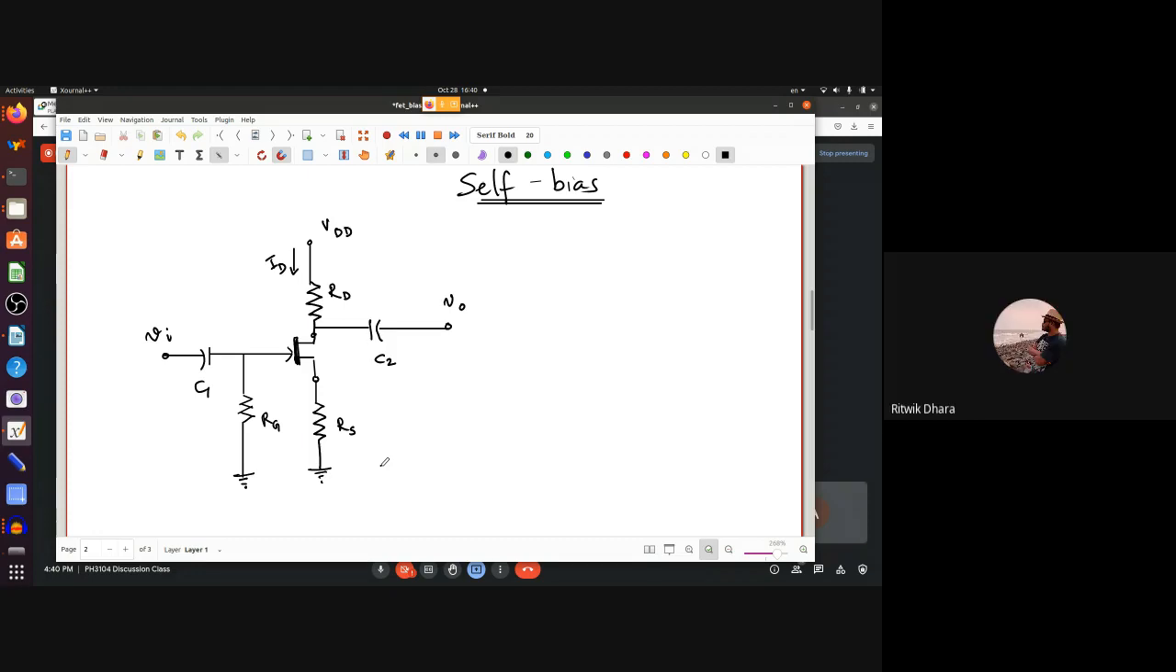VGG. Yeah, you don't have a VGG any longer. Now, why did you need the VGG? The VGG was essentially there to reverse bias the gate to source, or gate to channel, basically. To reverse bias the gate channel junction. Right? That's why you needed a VGG. Here, there is no VGG. Why is that a good thing, by the way, not having a VGG?